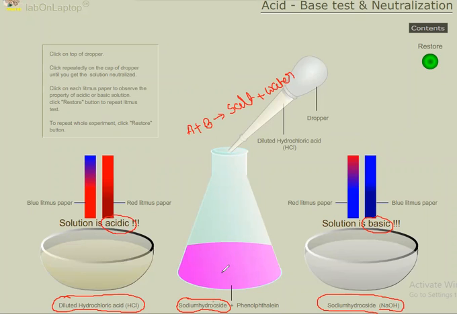So here a basic solution is already present in this NaOH, which is the base. Now we are going to add, with the help of a dropper, hydrochloric acid. That is acidic in nature. Simply add that one.